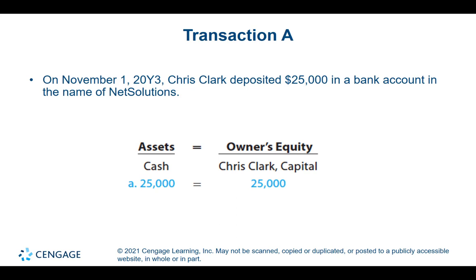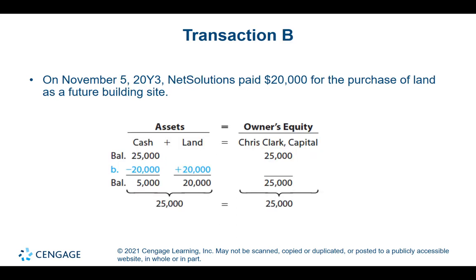The increase of the asset, the account cash, by $25,000 is equal to the increase of owner's equity recorded under the capital account, $25,000. The accounting equation balances. The business has started and has funds to use.